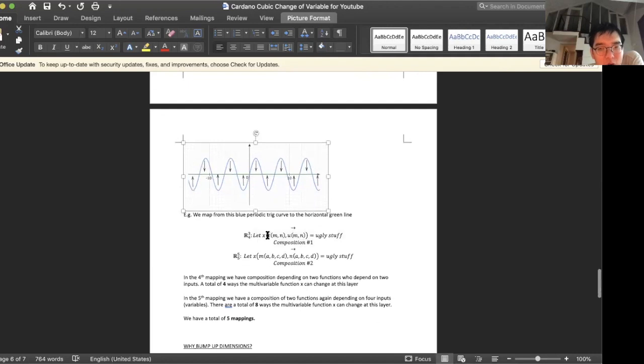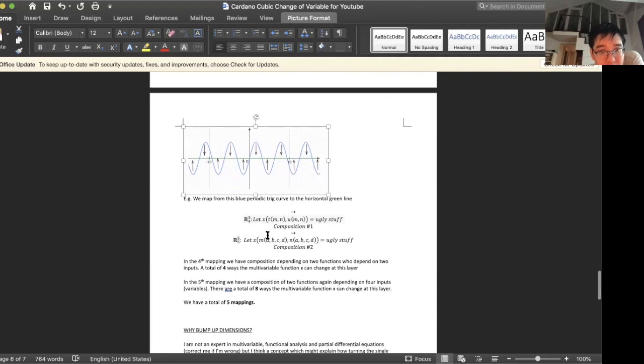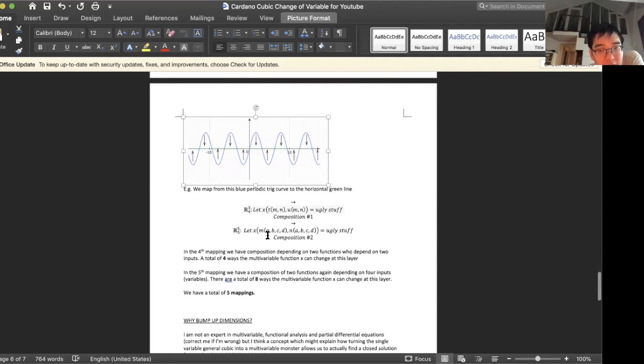Now, mapping number 4, we add in our multivariable functions, t sub m, comma n, and u of m, comma n, equals the ugly garbage. And then, sorry, in this fourth mapping, the composition depends on 2 inputs. So there's a total of 4 ways the multivariable function x can change at this layer. I just get this by multiplying the number of functions by the number of inputs I have. So 2 times 2, which is 4.